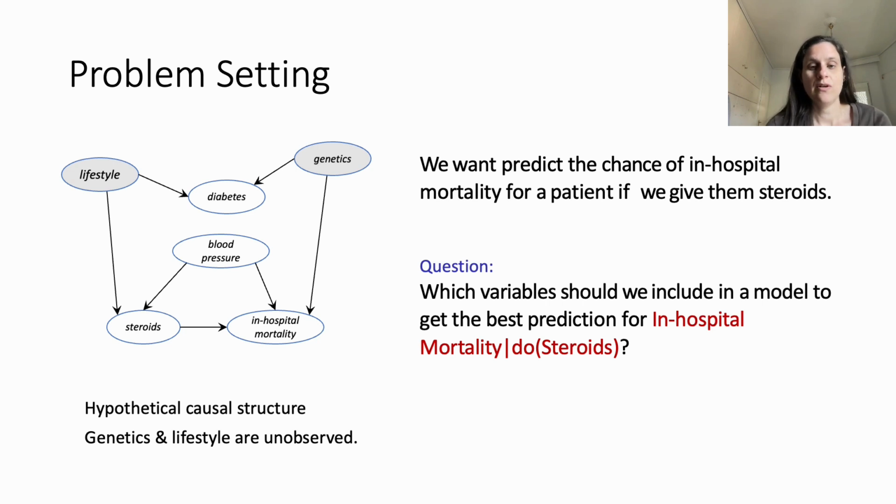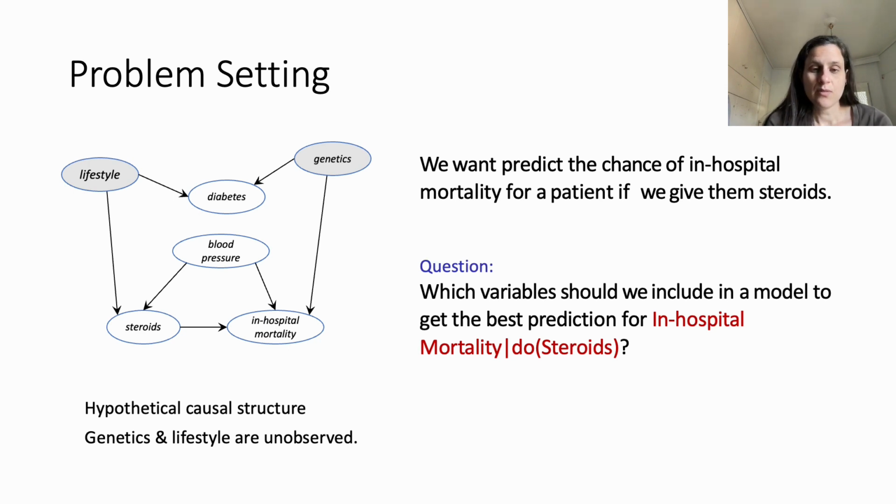The scenarios where our method is applicable is we have a treatment, like, for example, here we may want to give a patient steroids or not. We have an outcome that we want to compute probabilities for, like here, for example, in-hospital mortality. And then we have some covariates we measure, like diabetes and blood pressure. And there are also other covariates that we don't measure, like lifestyle and genetics. All of these covariates are pre-treatment, and we want to predict the probability of in-hospital mortality for our patients if we give them steroids versus if we don't give them steroids, for example.